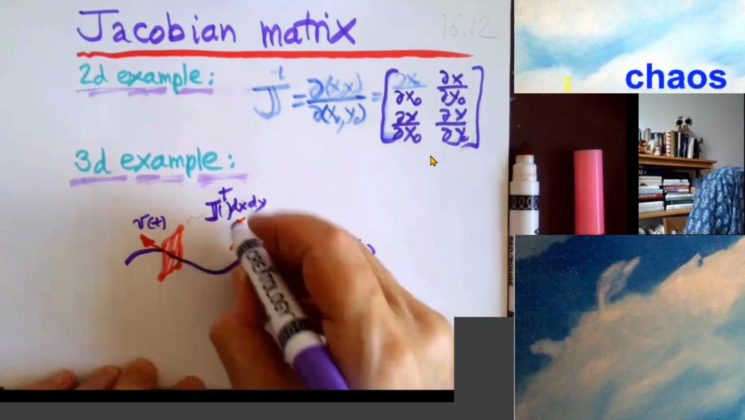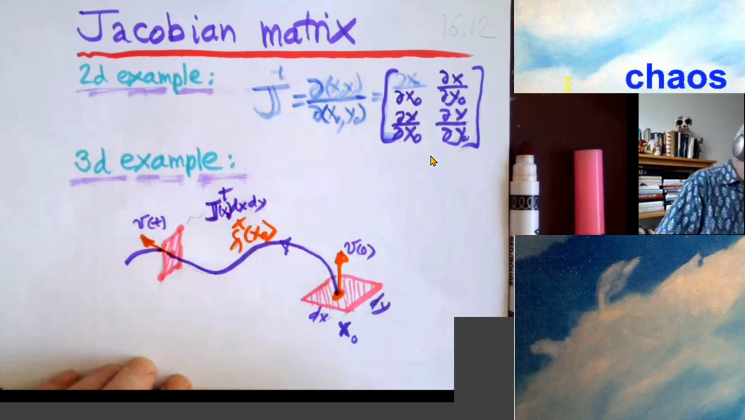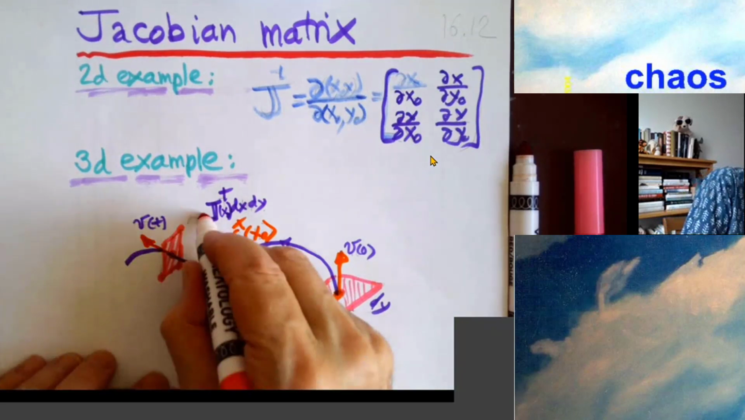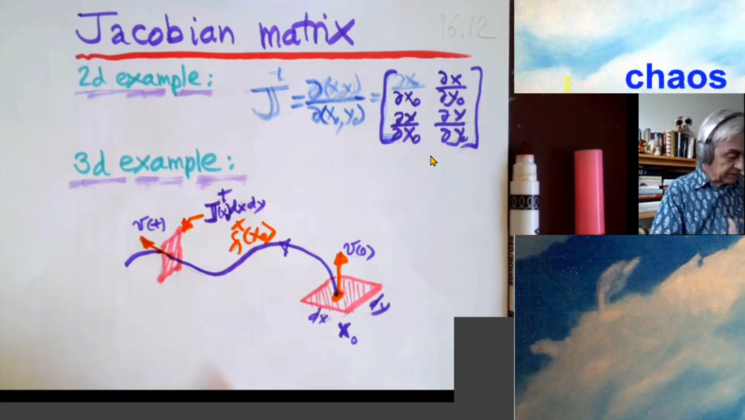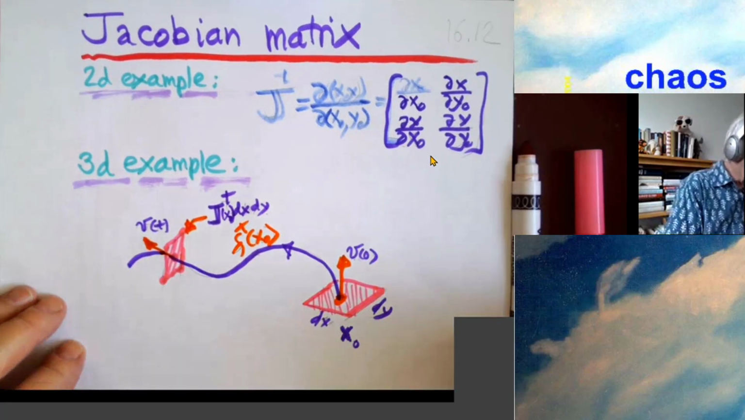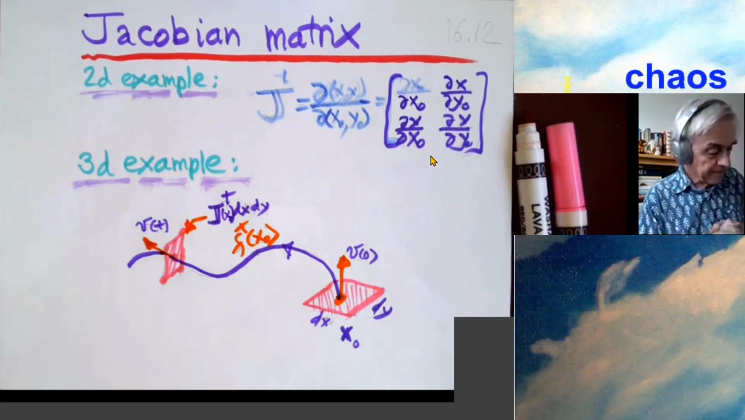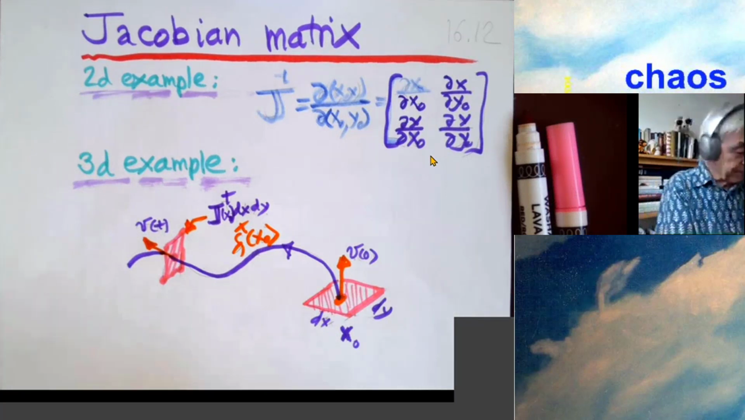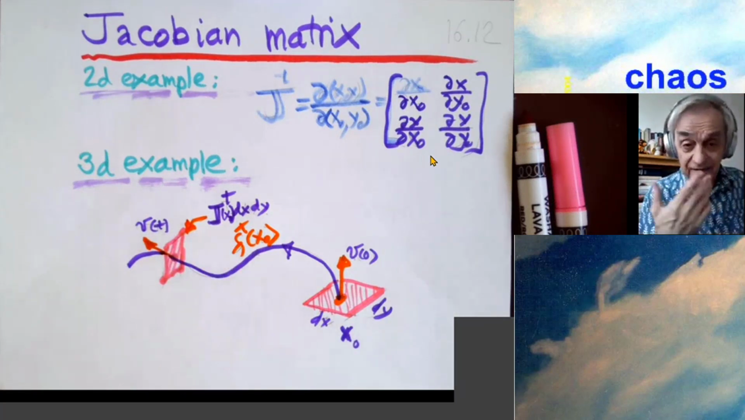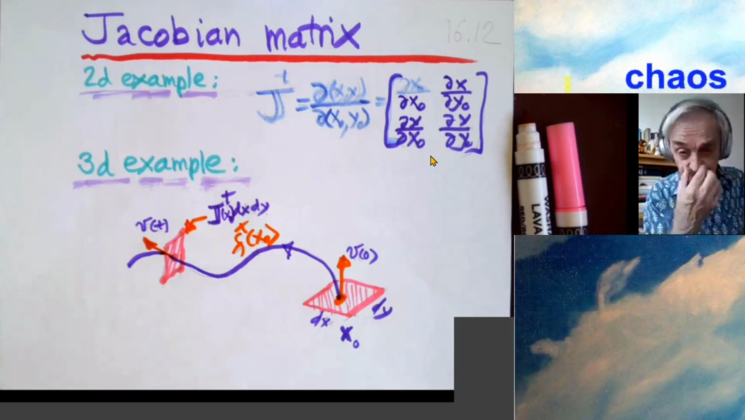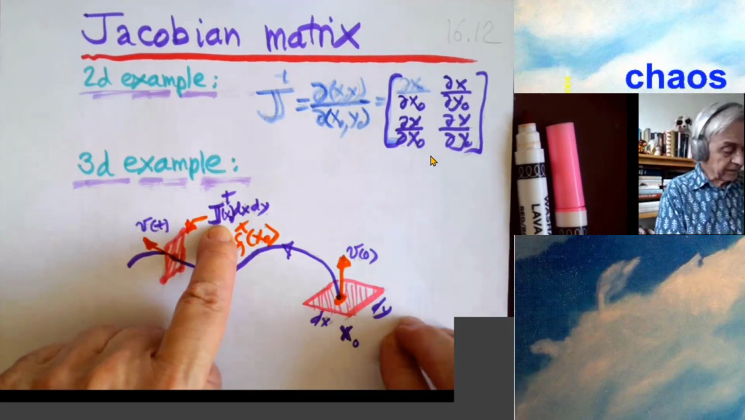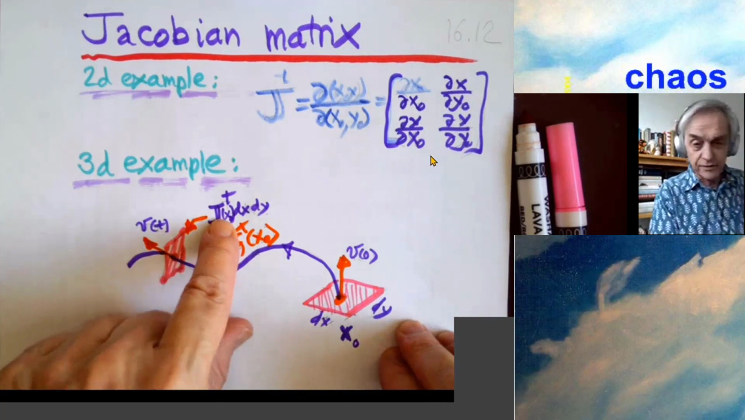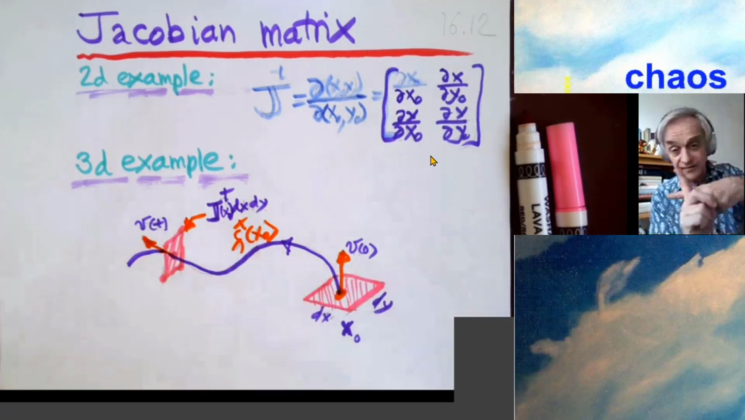It depends where I started, x0. And this whole neighborhood gets mapped into a deformed neighborhood. And that's the meaning of Jacobian. Now, we know lots about matrices. We know that matrices can have eigenvalues and eigenvectors. So once you compute this matrix, it's natural to use as coordinates its eigenvectors.